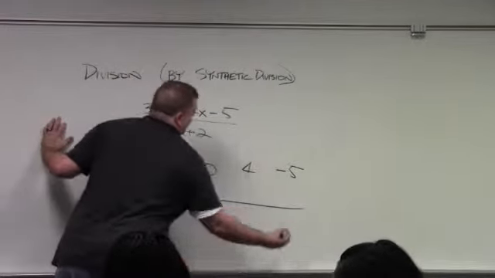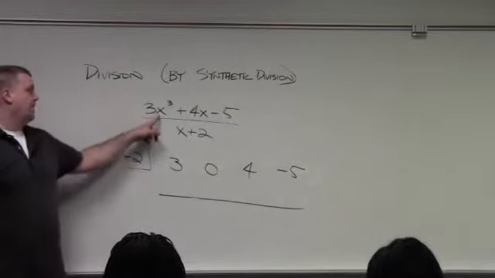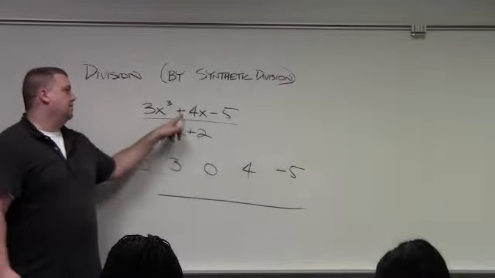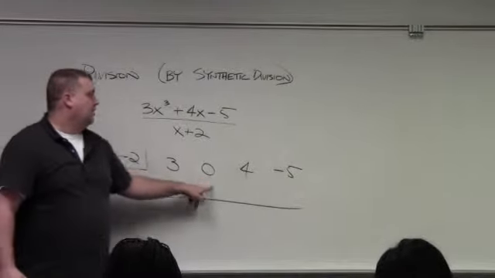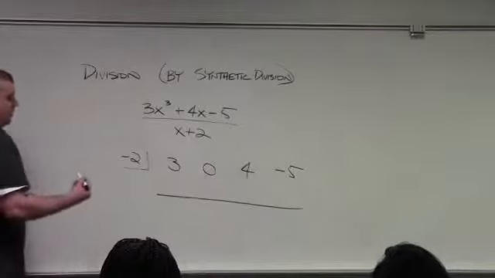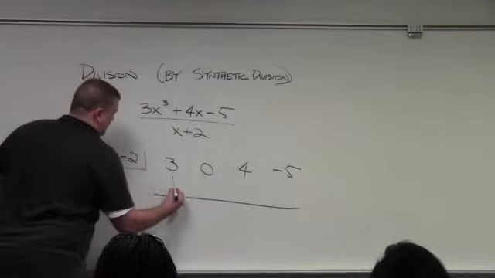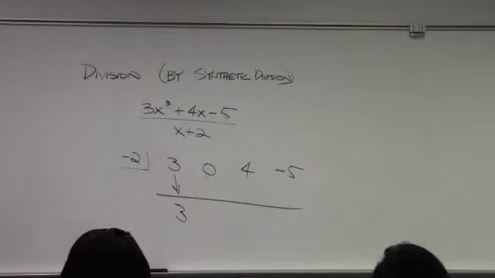Your teacher might be tricky too. They might put in those placeholders, so be careful. Notice it went from x to the third to x. There's a missing x squared, so that's where we're going to put 0. X to the third, x squared, x, and then my constant term. What do I do with that first number? Bring it down. That first number always comes down.